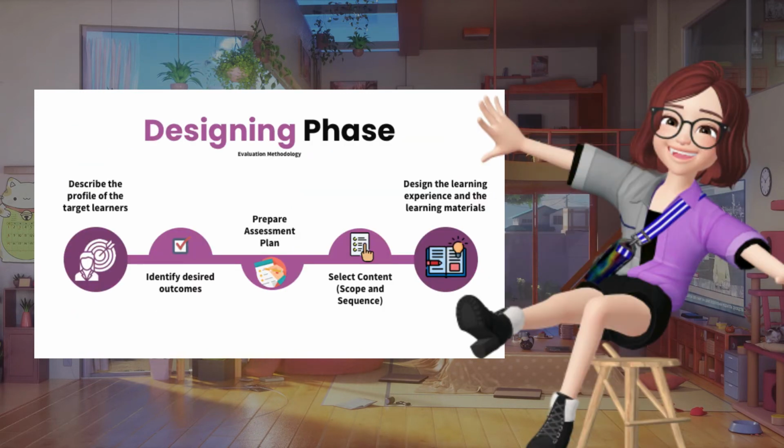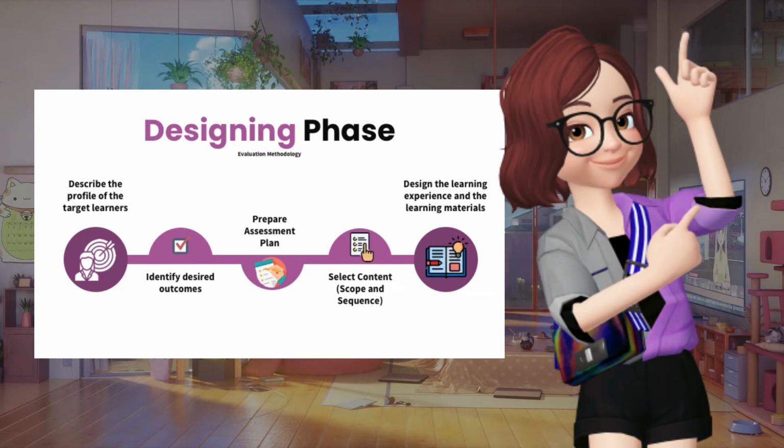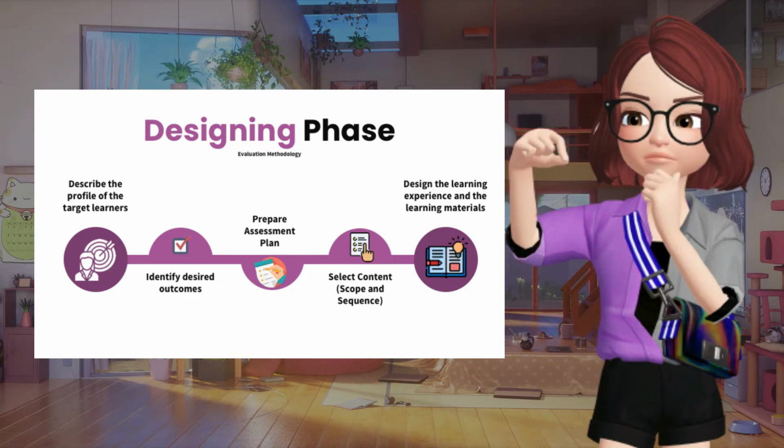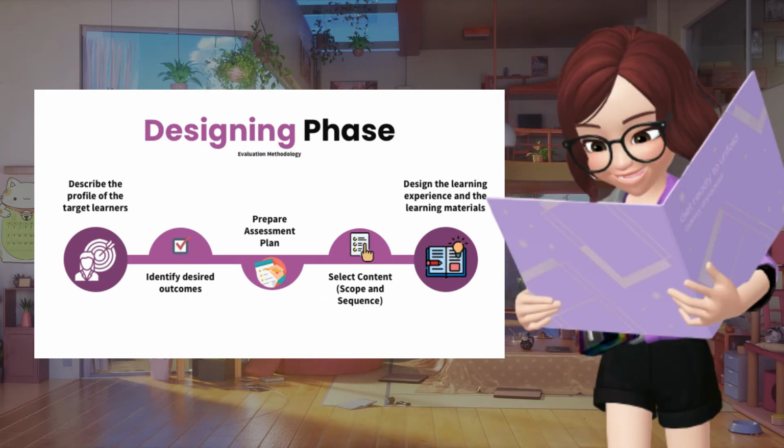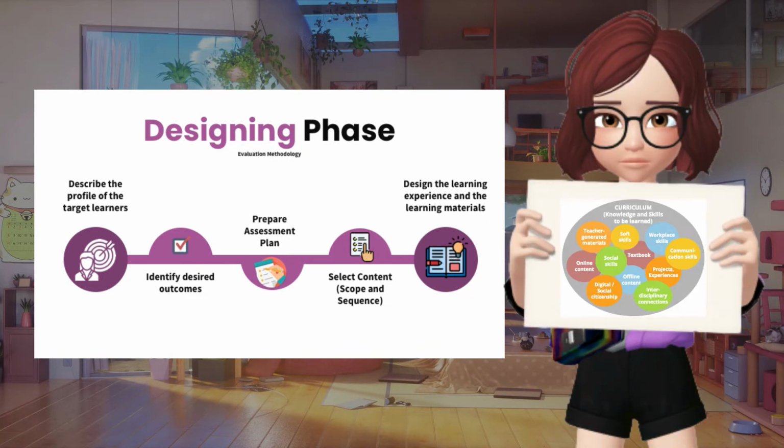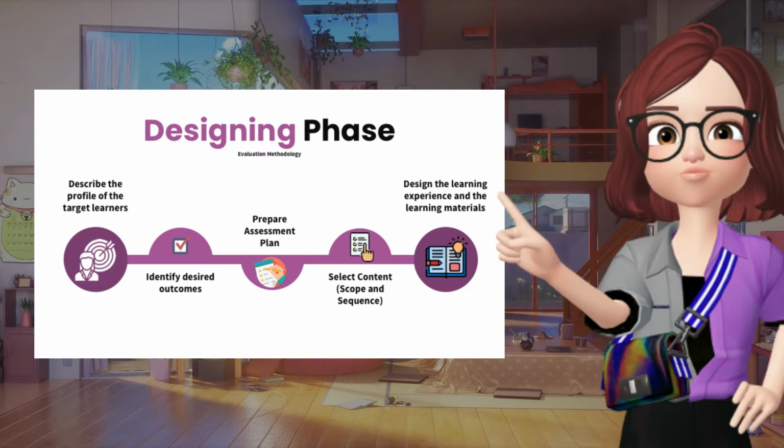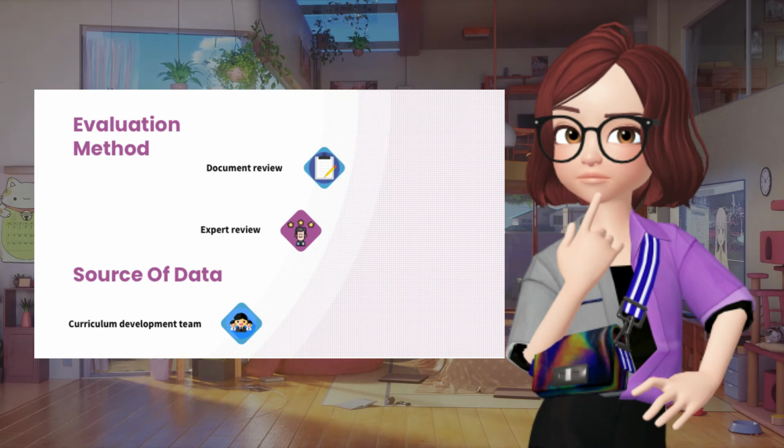Next is the designing phase. Describe the profile of the target learners with the objective to match ID with the profile of the learner. Next is identify desired outcomes with the objective to analyze content. Next is to prepare assessment plan with the objective to check logical flow of instruction. Next is to select content, scope, and sequence with the objective to check appropriateness of the learning materials and the learning experience. Last, design the learning experience and the learning materials with the objective to match desired outcomes with the assessment plan. The evaluation method of the designing phase is document review and expert review.